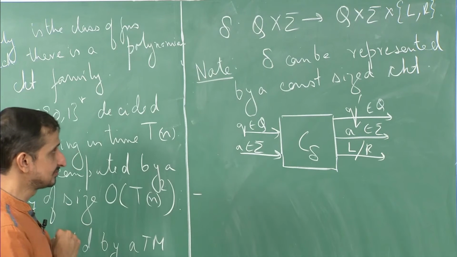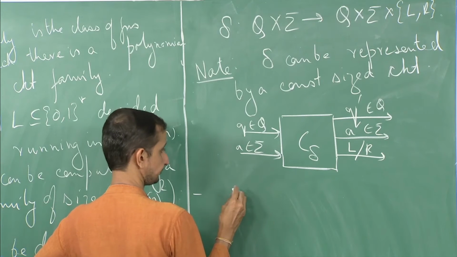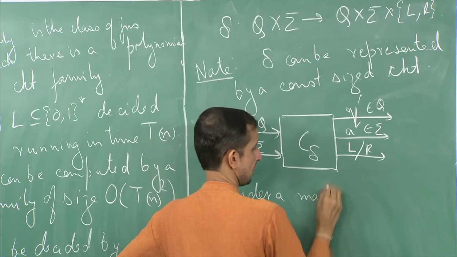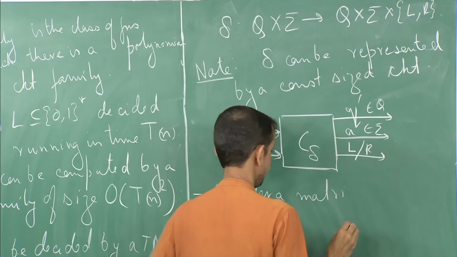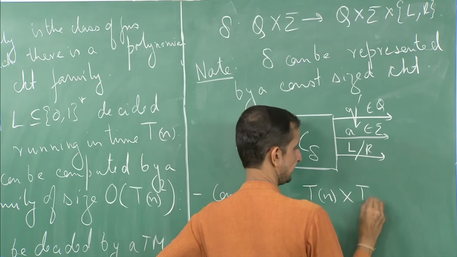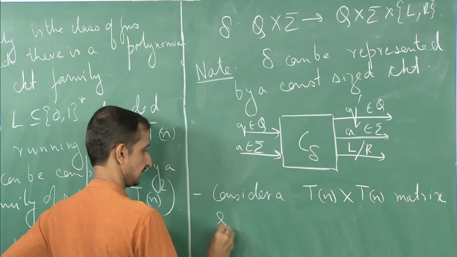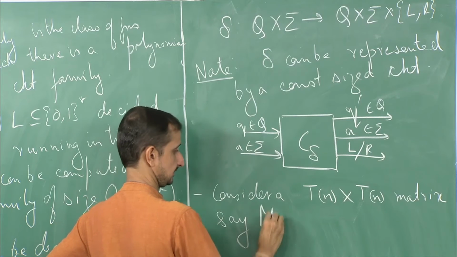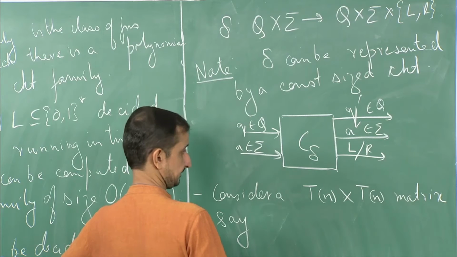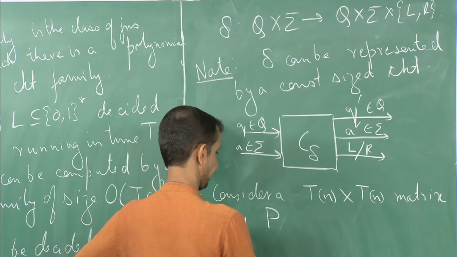So now what do we do? Okay. So, consider a T(n) cross T(n) matrix, say, let me not use M, I have already used M over here, let us say P, okay.